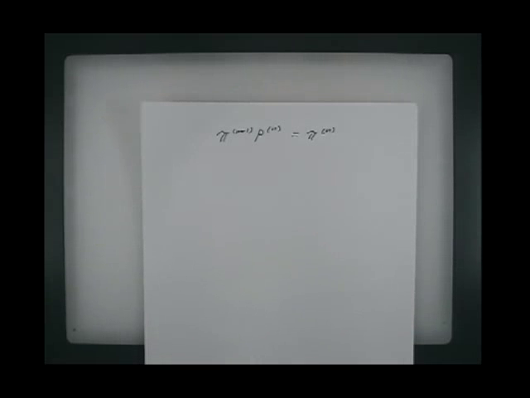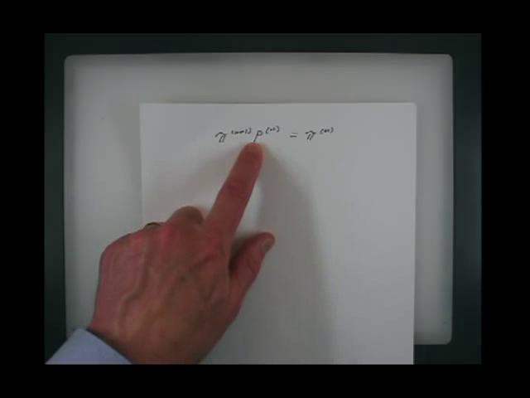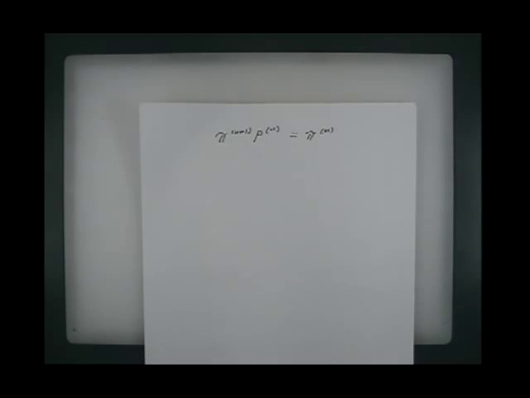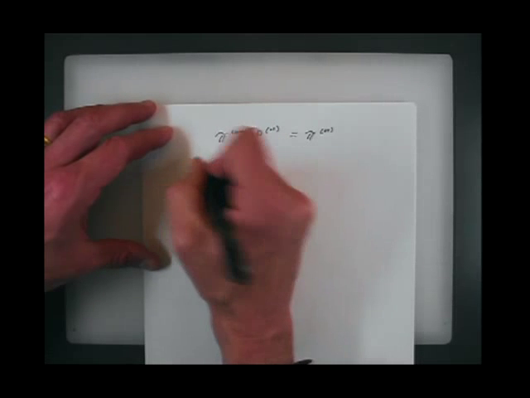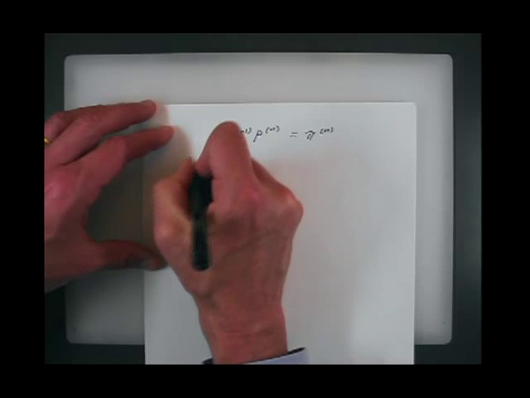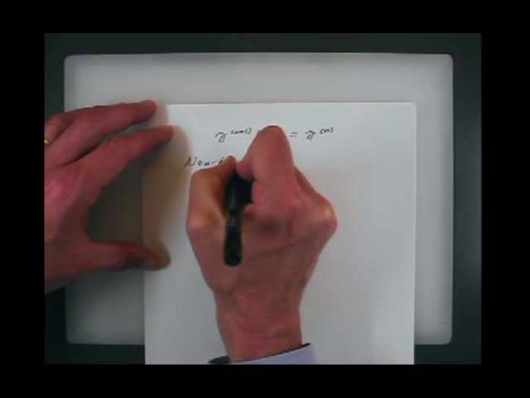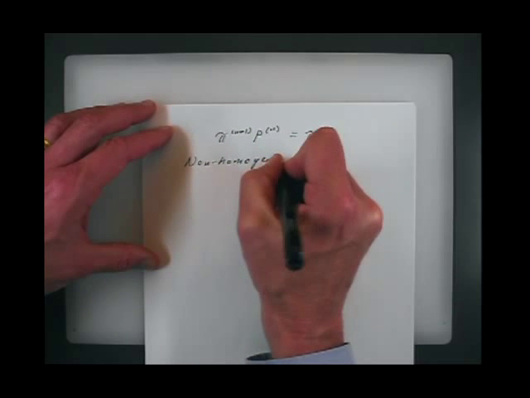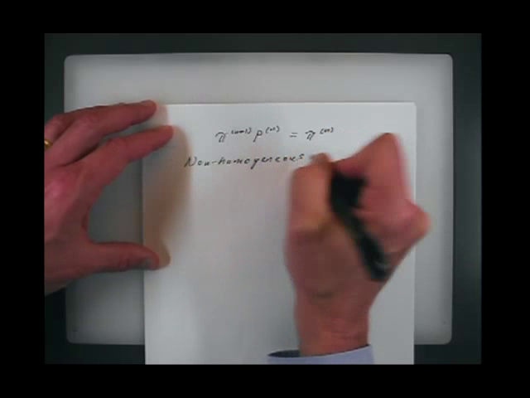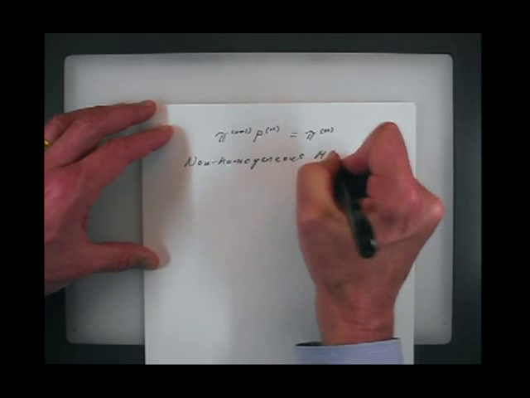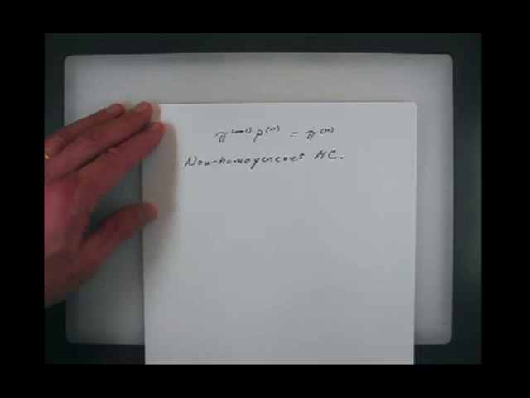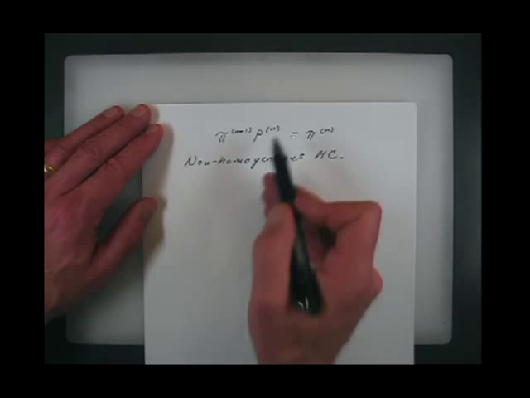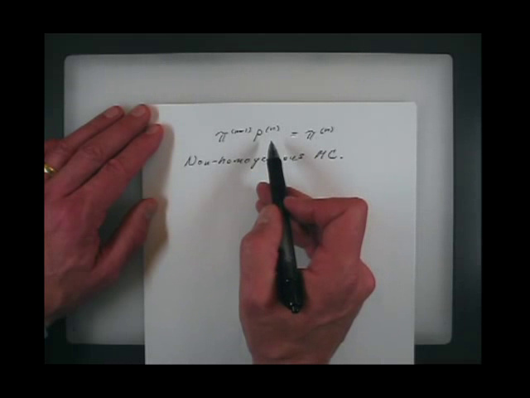So the new probability is the old probability times the transition matrix. Now, if this is dependent on n, this is called a non-homogeneous Markov chain. Okay. This is a non-homogeneous Markov chain because the transition probabilities are a function of n.